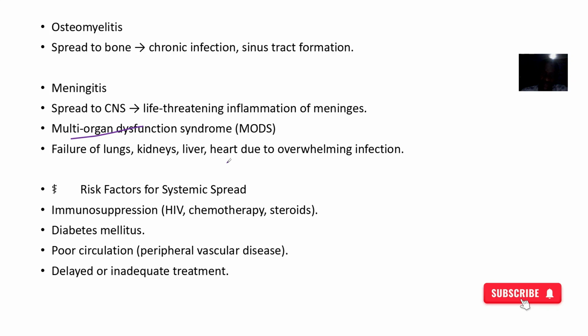So risk factors for systemic spread is what? If your immune system is weak, it makes it very easy for the infection to spread without any checks and balance. If you have diabetes mellitus, if you have poor circulation of blood, and if your treatment was delayed, or maybe they were treating you but it was actually inadequate.